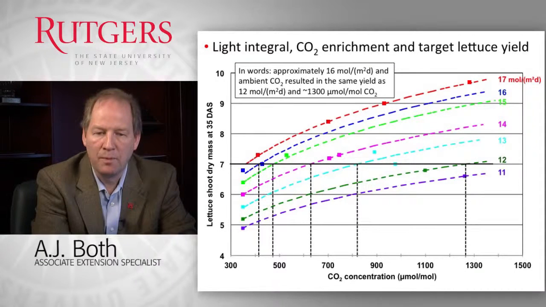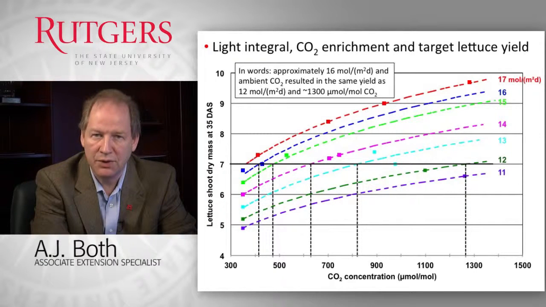To drive that point home, I want to show you this graph that was made from experiments done on lettuce plants, where on the horizontal axis you're looking at the carbon dioxide concentration, and in this case we use the unit of micromole per mole, which is equivalent to parts per million. On the vertical axis you see the shoot dry mass, so the amount of weight or dry mass that was accumulated in a period of 35 days from seed. And the curved lines are representing different daily light integrals, the light sum that was provided to grow these plants.